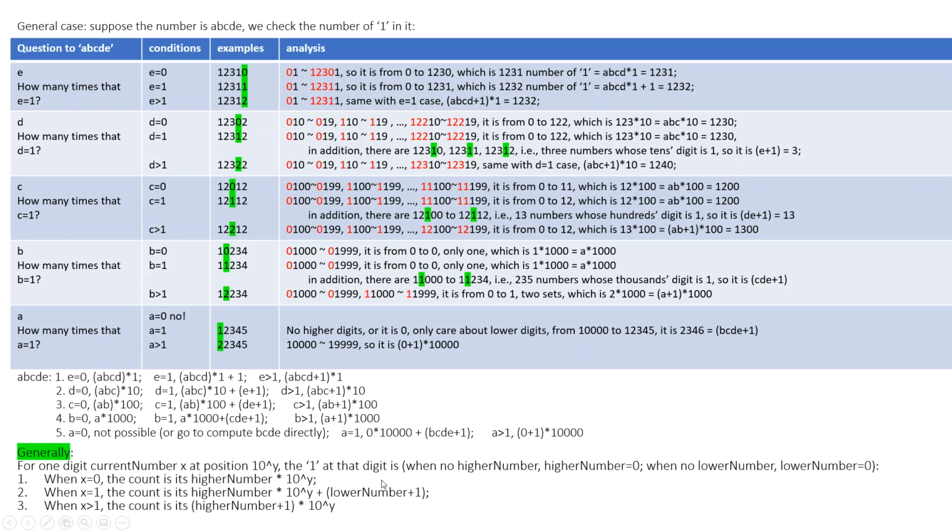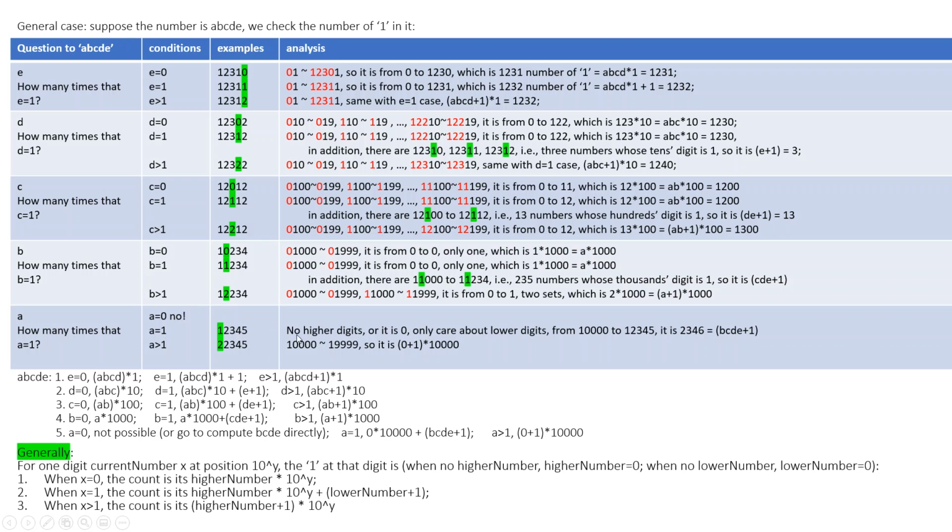It's from 1, 0, right? We know this case, right? It's e plus 1, d plus 1, cd plus 1, and bd plus 1. And finally, when x is larger than 1, we can complete one additional subset with a size of 10 to the power of y, right? I think up till now the idea is very clear.